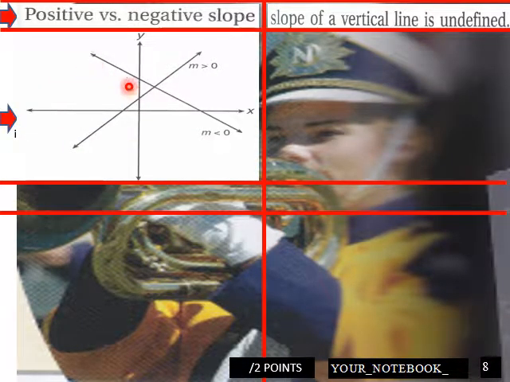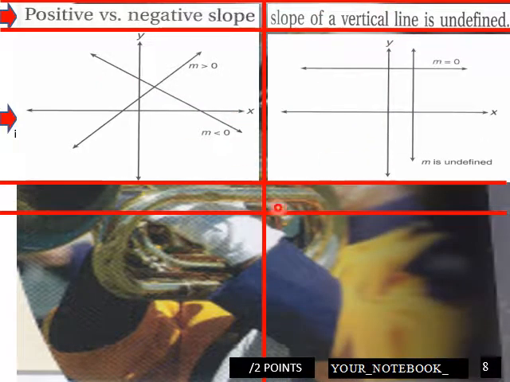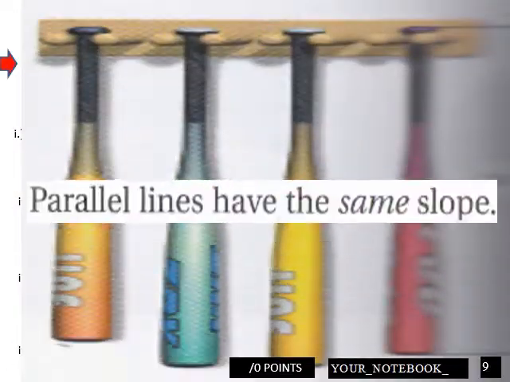Here is positive, here's negative. The slope of a vertical line is undefined. When you have a vertical line, it's undefined because it'd be rise over run, so your x-coordinates here would be 0 in the denominator of your slope formula, which would make this line undefined.